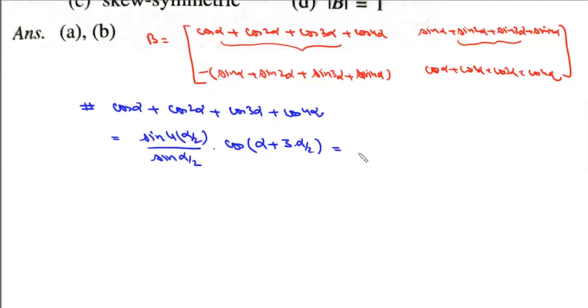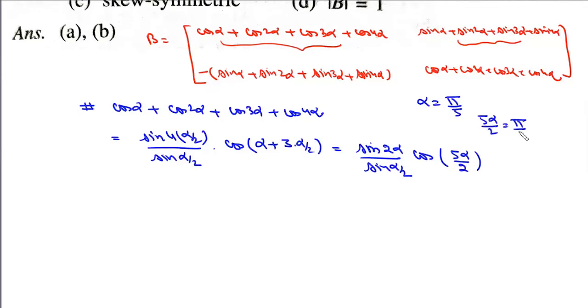So we'll get this as sine 2 alpha upon sine alpha by 2, and here will be cos 5 alpha by 2. And the question says alpha is pi by 5. So this 5 alpha by 2 will be nothing but pi by 2, and cos pi by 2 is 0. So the sum of this cosine series will be 0.